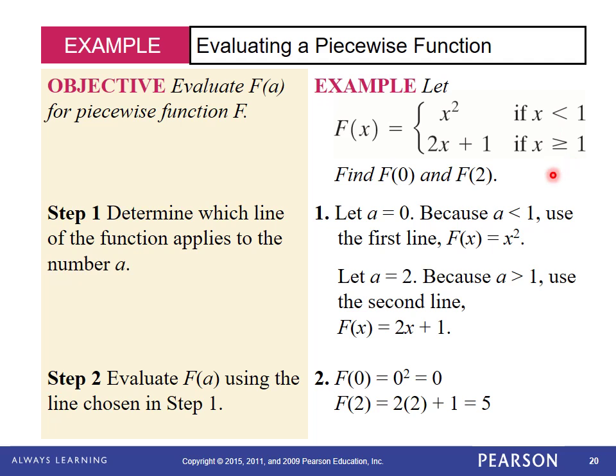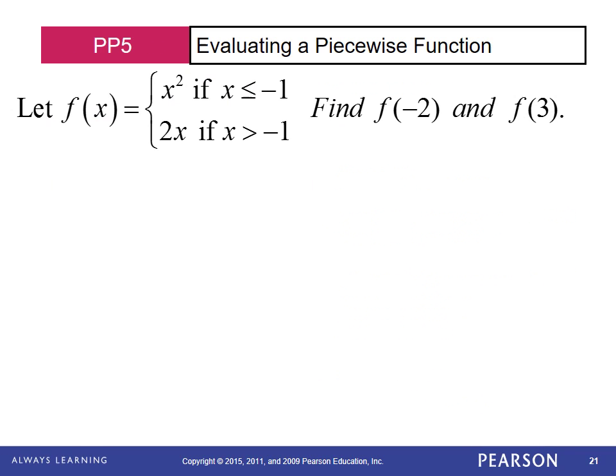Just a quick little thing: if you say f of 0, obviously we're going to use the top function right here. Then if we say what's f of 2, well, we're going to start using the bottom function. All right, so let's work these out just real quickly. Not the example. Let's go to our practice problem itself. So our function, a little simpler: f of x is equal to x squared if x is less than or equal to -1, and 2x if x is greater than -1.